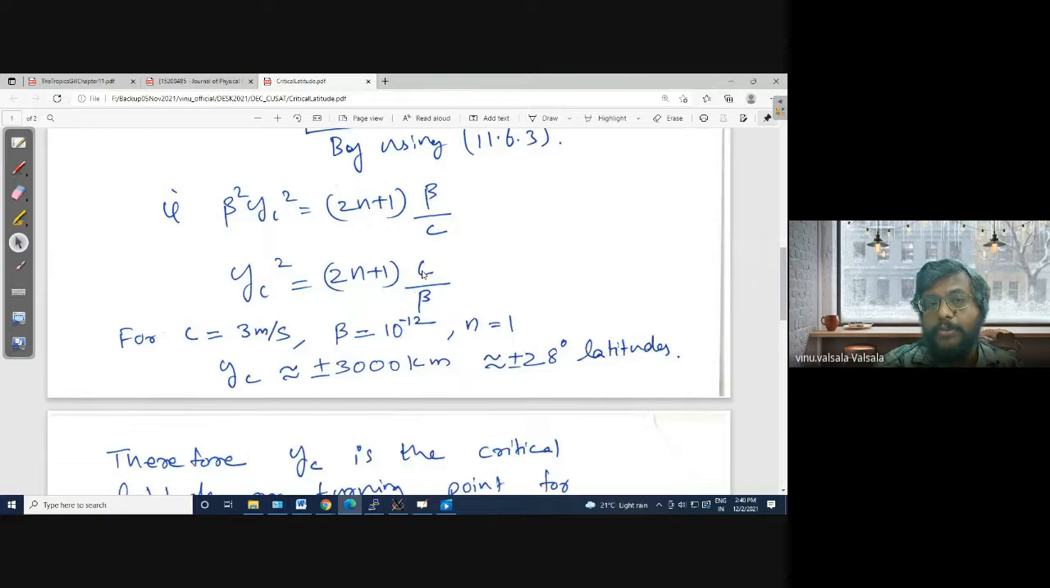It is the gravest mode of the system. For a barotropic mode, it is equal to square root of gH. For a baroclinic mode, it is equal to square root of g'H. Now I can use the word g' with confidence, because we have taught what g' is. It is nothing but the reduced gravity of the system.